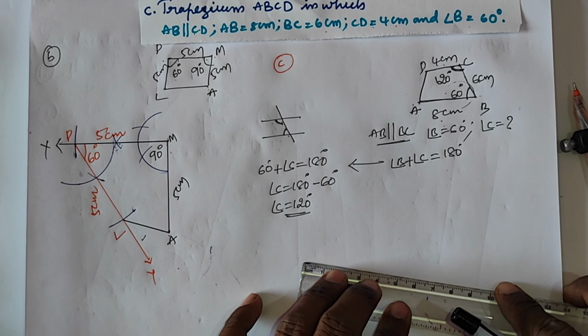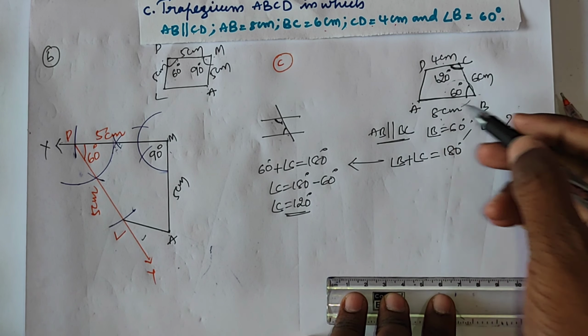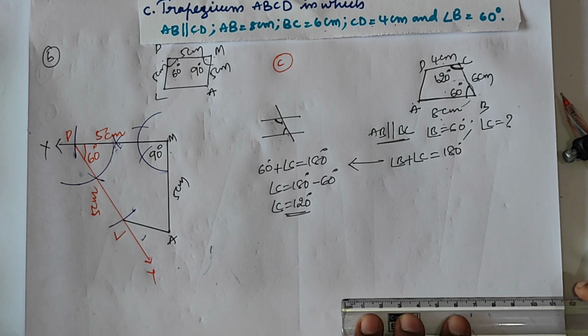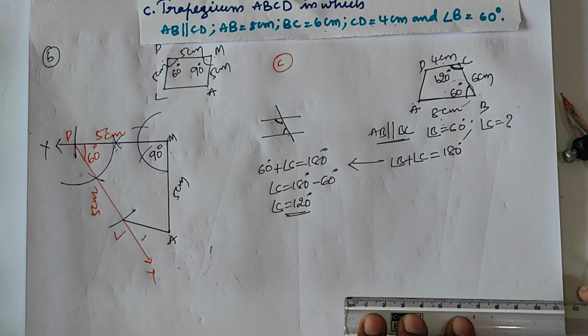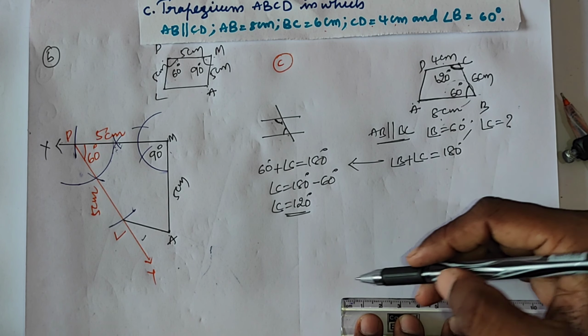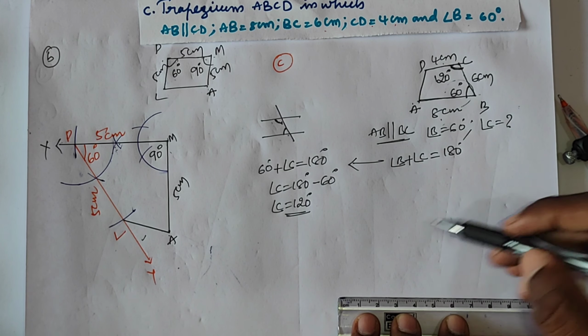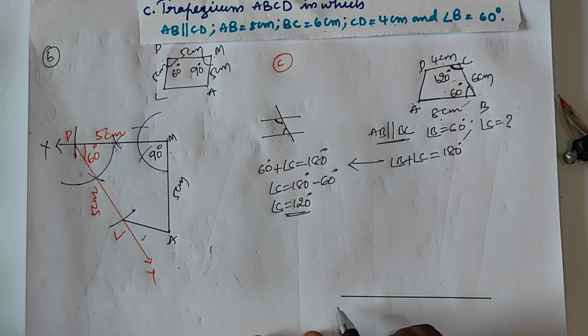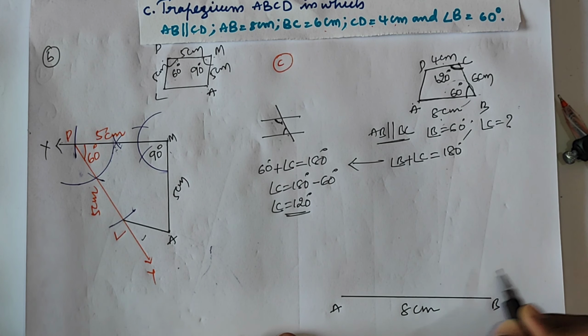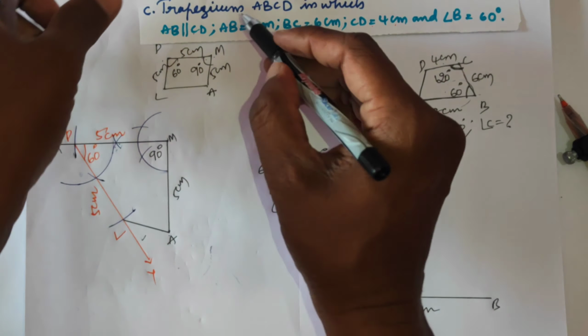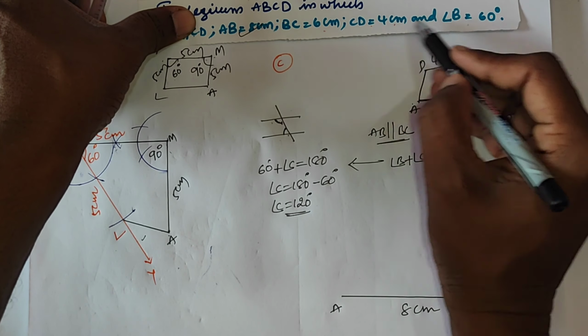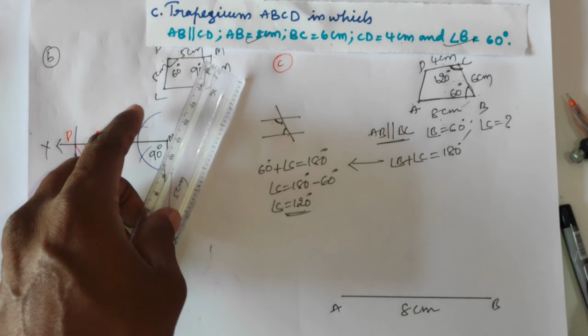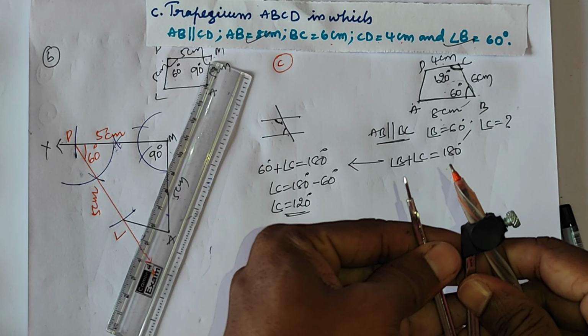Now taking up the base first. What is the base here? AB. AB is given as how much here? 8 centimeters. AB is equal to 8 centimeters. So this one is completed. Next, angle B is given as 60 degrees. Angle B is 60 degrees.